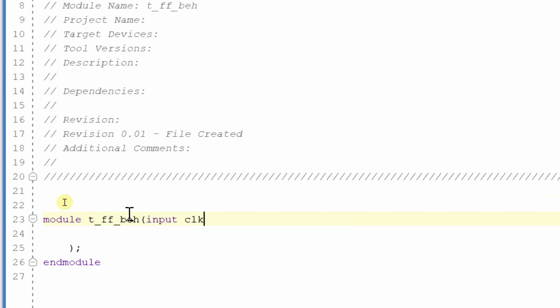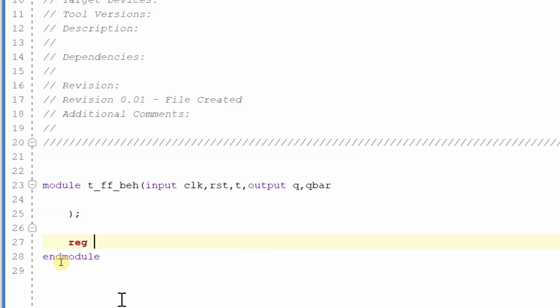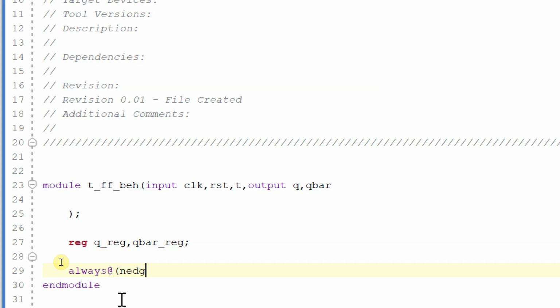So inputs are my clock and reset, same, and input is T and outputs are q, q bar. And let me declare two registers, q underscore reg and q bar underscore reg. So these are my two registers, and within an always at the rate, instead of writing positive edge we will write negative edge of the clock, neg edge of clock.